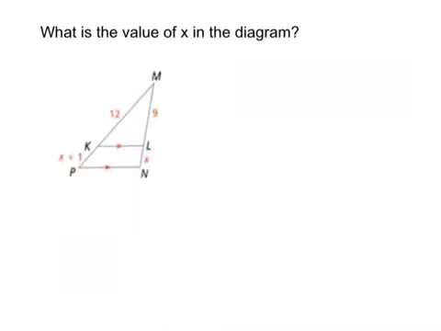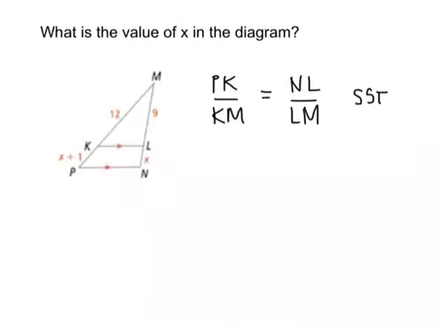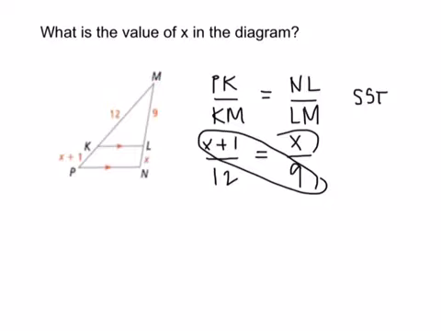So let's take what we learned from the theorem and set it up. Here's our proportion: PK over KM is equal to NL over LM, and this is by the side splitter theorem, SST. Now let's plug in our numbers. PK was x plus 1, KM is 12, equal to NL, which is just x, and LM is 9. Now we can cross multiply.